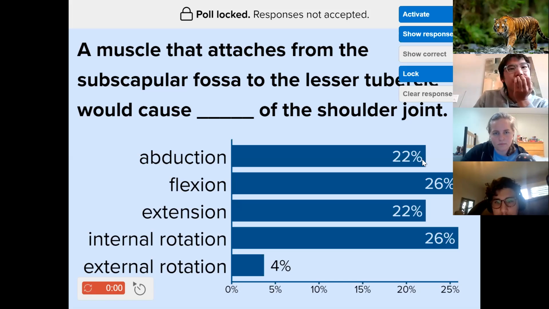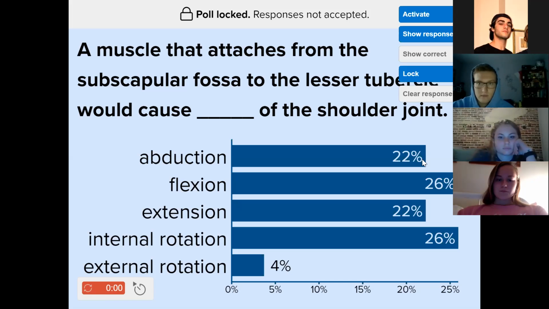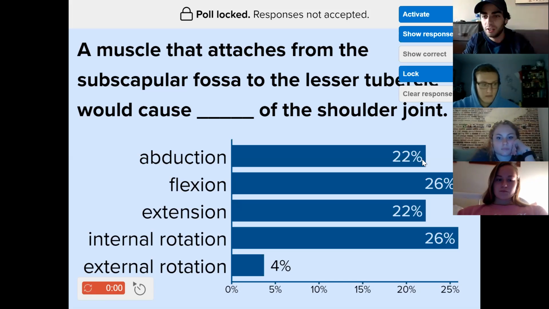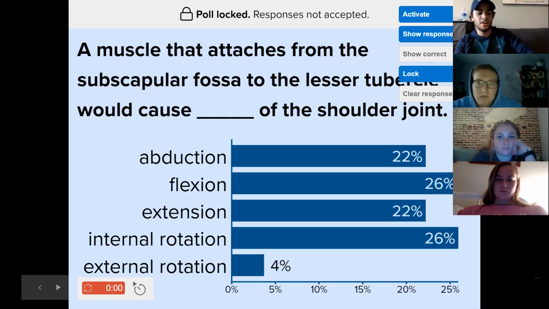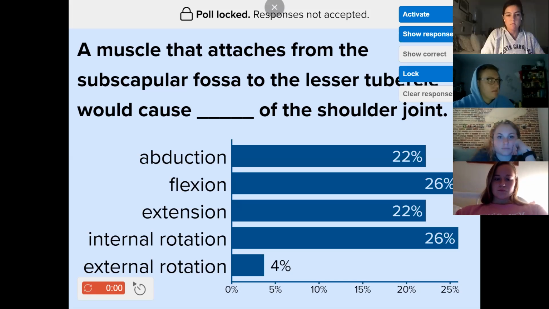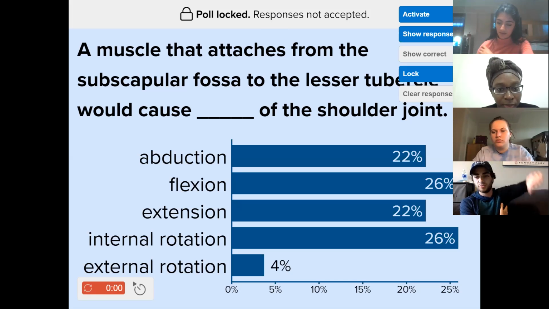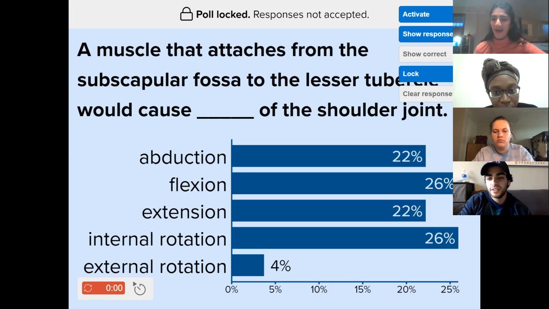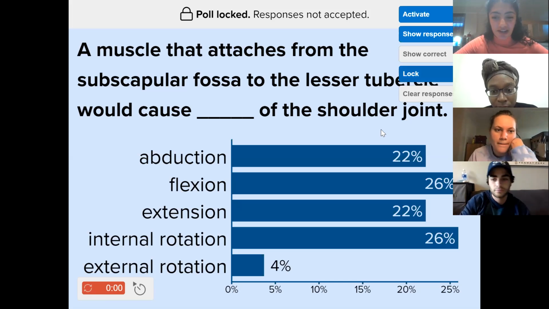Can anyone who said abduction explain why you said abduction? I said abduct just because I was picturing the muscle attaching here and me being able to abduct my arm a little bit. But I like the explanation for internal rotation a little better. Okay, so we like Nicole's explanation. All right. Thank you so much, Matt, for sharing your different thinking process.